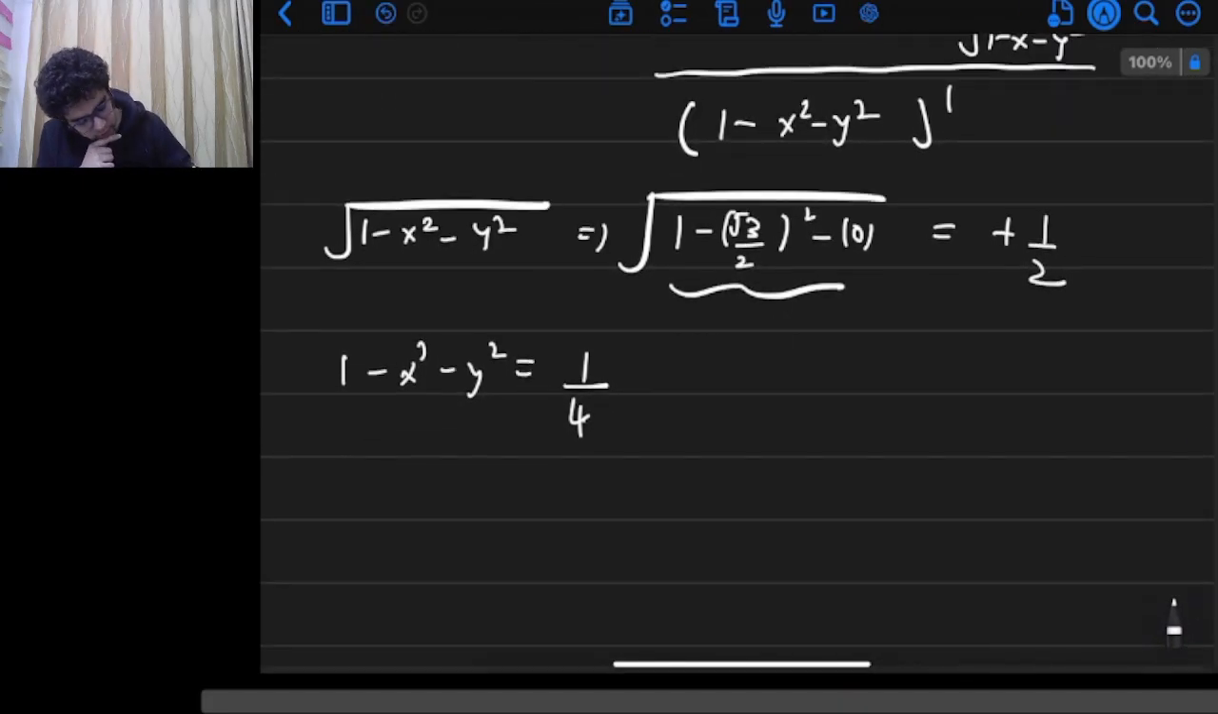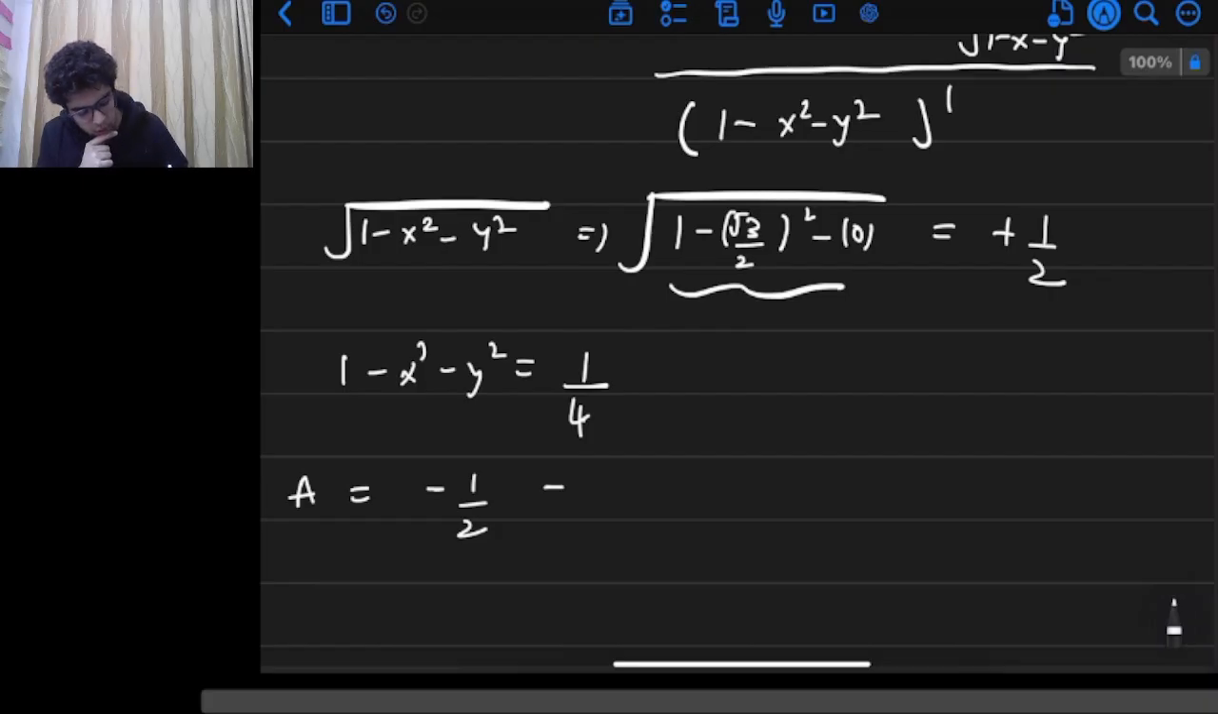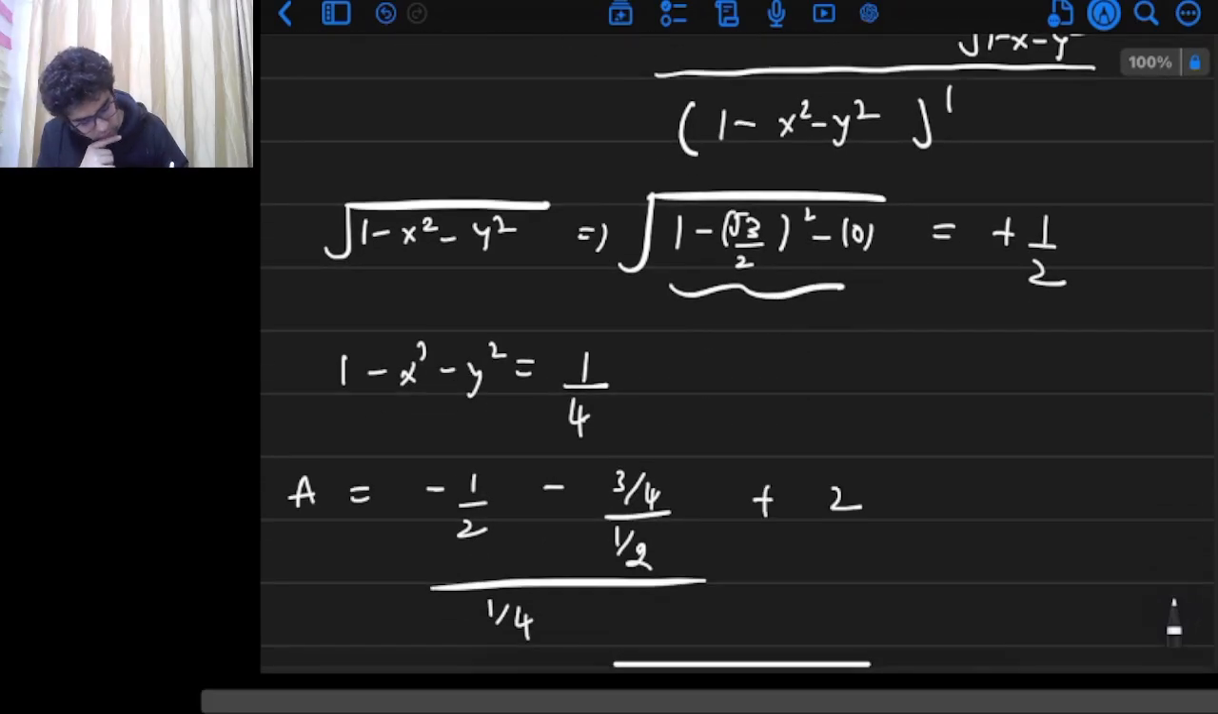So if I substitute the values, I'll be left with minus half here, and the square of root 3 by 2 gives me 3 by 4 with a negative sign, and this gives me 1 by 2 divided by 1 by 4, and plus 2. So this is basically minus 3 by 2 minus half, so this is minus 4, so minus 2 and minus 2 and 4, minus 8. Minus 8 plus 2 gives me minus 6. So A turns out to be minus 6.